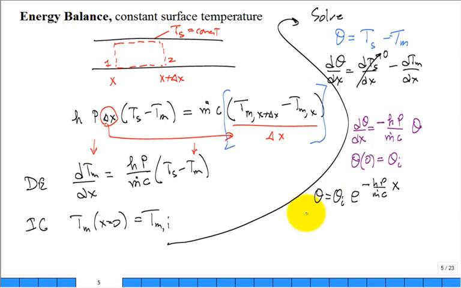So there's the solution. You could use it to calculate what theta is at the exit given a certain length of pipe. Well, it'd be the temperature difference on the inlet, e to the minus hPL, where you put x equal to L, the length of the pipe, divided by m dot c.